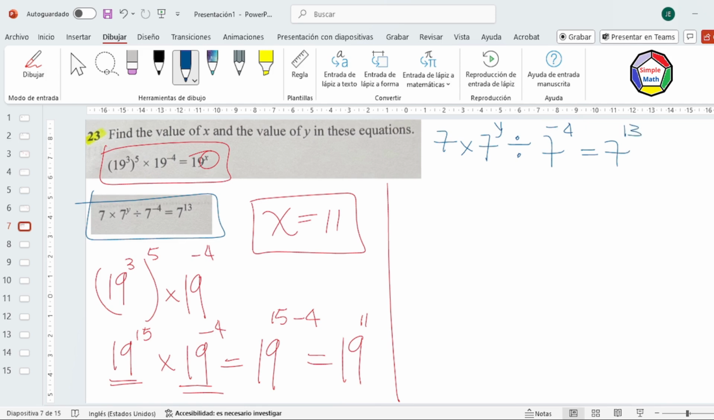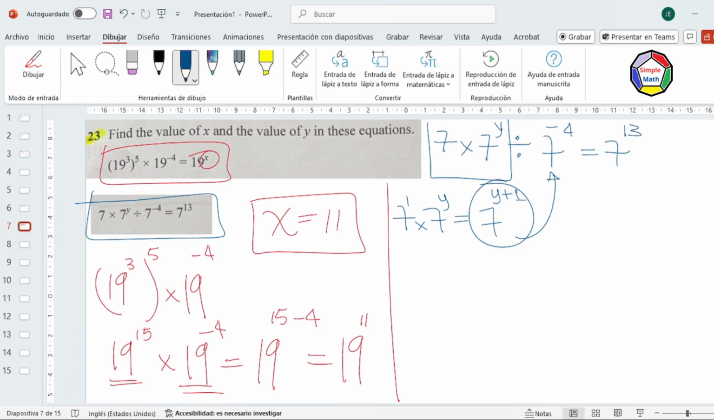All right, so let's solve this part first. So 7 to the power of 1, which is the hidden 1, times 7 to the power of y is equal to 7 to the power of y plus 1, or 1 plus y. Is the same thing. So this is the answer of the first part. Then we have to divide this part with this one.